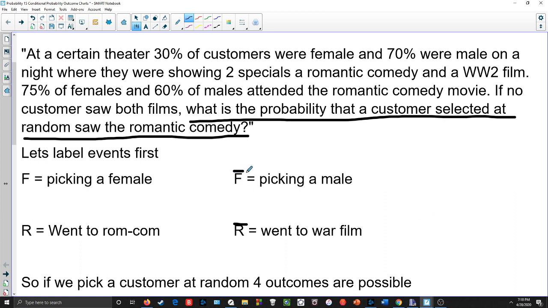So let's use F complement, which means not female, which in this case would be male, so that we can solve this. And then the same thing with the rom-com. There are only two films, right? The romantic comedy and the war film. So you either have the rom-com or the not rom-com, which implies the war film. Instead of having four different variables, we're just going to have two.